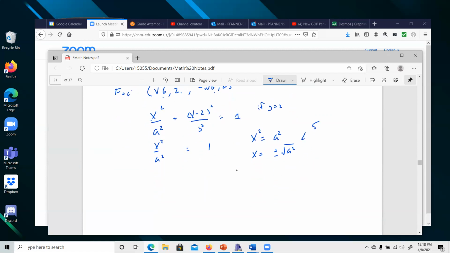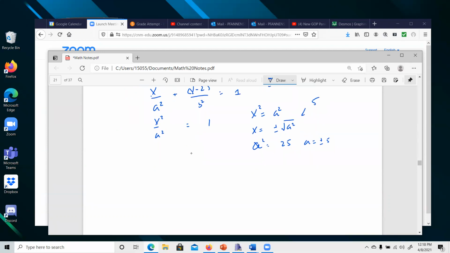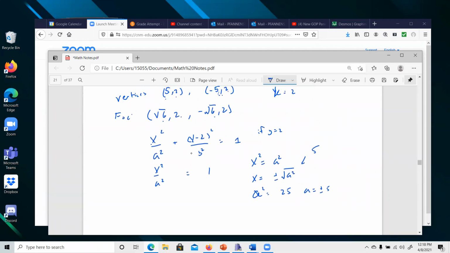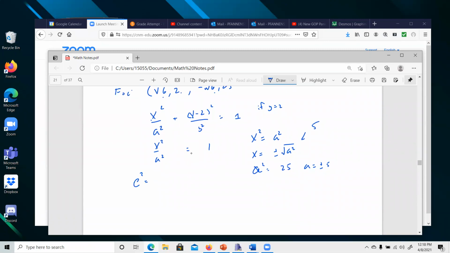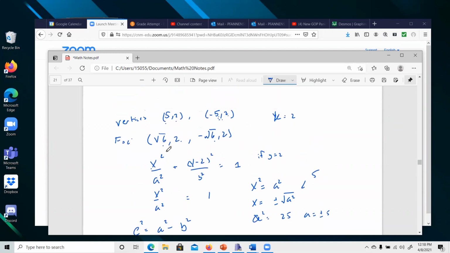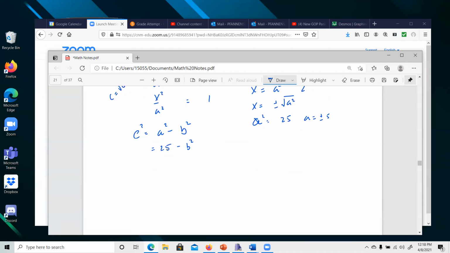So my a squared is equal to 25. Okay, it's equal to plus or minus 5. And now the only thing I have to deal with is my foci, which is c squared is equal to a squared minus b squared. Well, I know a squared is 25, and then c is equal to square root of 6. So c squared would be 6.